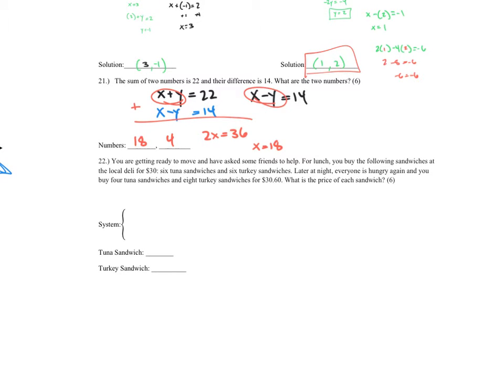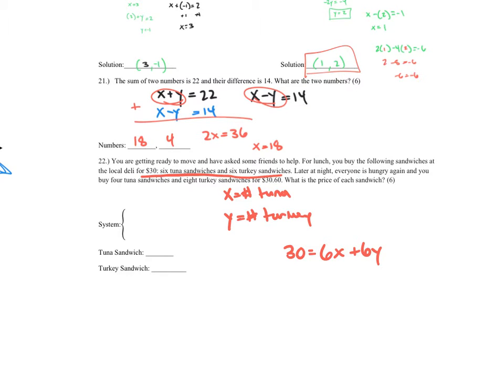Here's another scenario where we have to use systems of equations. You're getting ready to move and have asked some friends to help. For lunch, you buy the following sandwiches at the deli for $30: 6 tuna sandwiches and 6 turkey sandwiches. So let's let x equal the number of tuna sandwiches and y equal the number of turkey sandwiches. So for $30, we bought 6 tuna sandwiches and 6 turkey sandwiches. We can see all that right there.